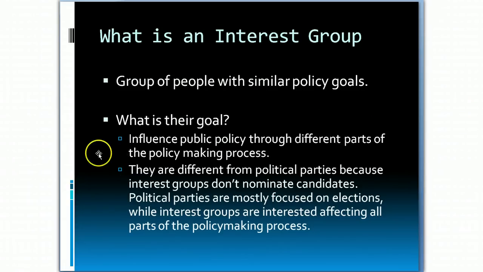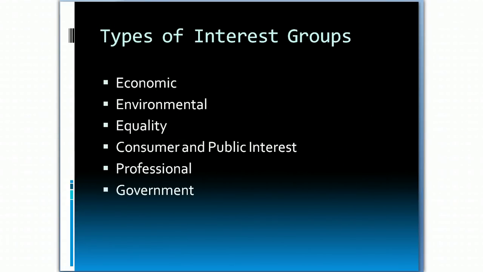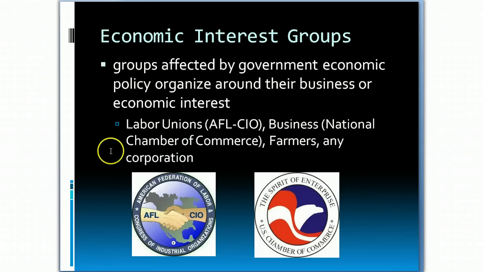Okay, so now we're going to look at types of interest groups. There are 6 main types of interest groups: economic interest groups, environmental interest groups, equality interest groups, consumer and public interest groups, professional interest groups, and government interest groups. We're going to start with economic.